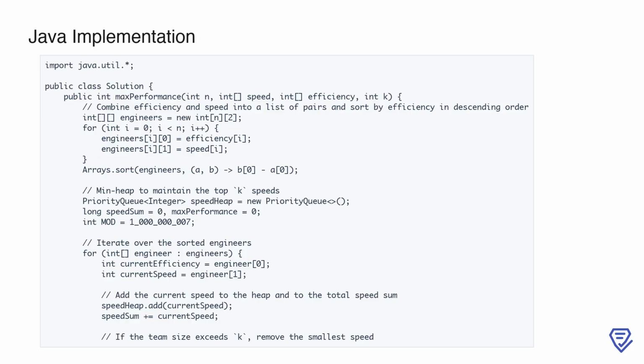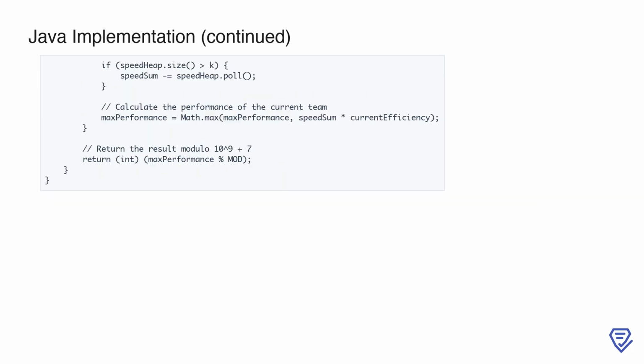We also set up variables to store the running total of the selected speeds, the maximum performance encountered so far, and a constant mod to handle the large numbers resulting from calculations. If the size of the heap exceeds k, we remove the smallest speed from the heap, which helps maintain the team size constraint. After adjusting the heap, we compute the performance of the current team by multiplying the sum of the selected speeds with the current engineer's efficiency.